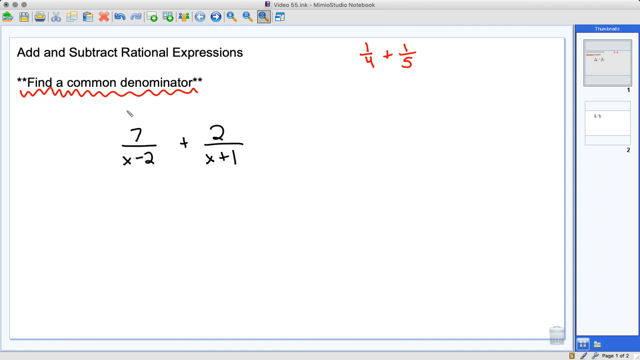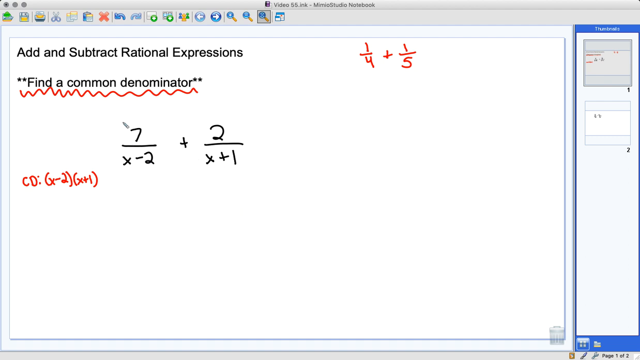This is a huge part of this. So what I like to do with my rational expressions is just write off to the side what my common denominator is. If I look at the first fraction, that's my denominator, so x minus 2 has to be part of my common denominator. Look to the second fraction, x plus 1 is not written down here, so we're going to write it down there. So my common denominator is actually both of these denominators multiplied.